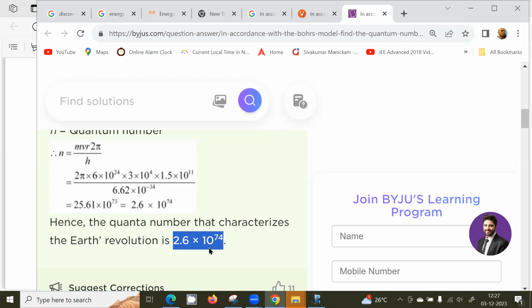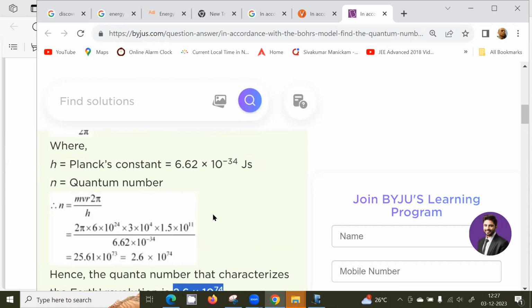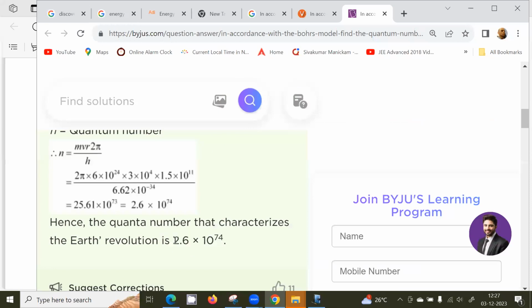So in some sense, you can say this quantum discreteness which you see at the atomic level, you cannot see at the macroscopic level, because the value of n is very large. So that is the main conclusion of solving this example. The value of n is very high. That's why you don't see quantum phenomena in the macroscopic world.